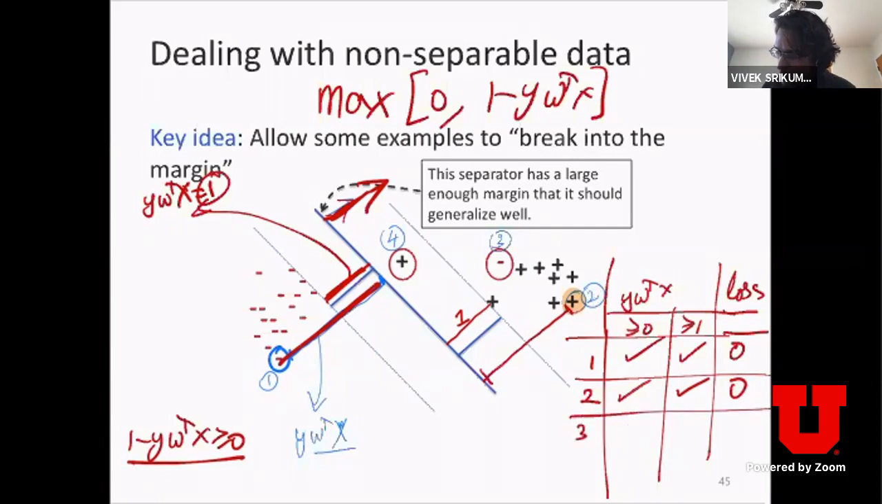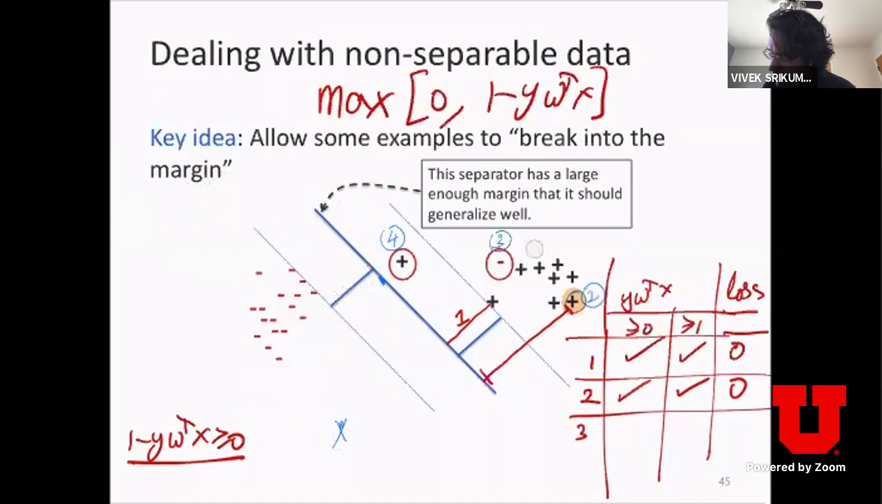For point number 3, let me erase everything that's not necessary because we'll need some space for that. For point number 3, what we have, I erased the point label also.